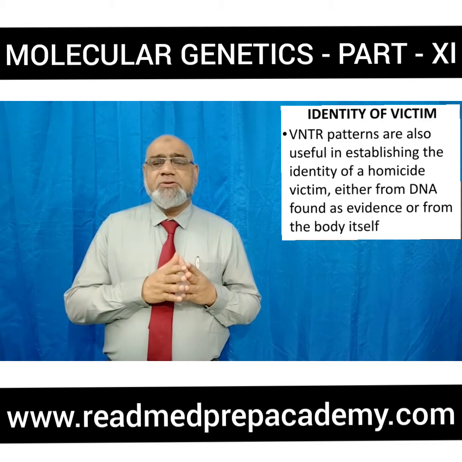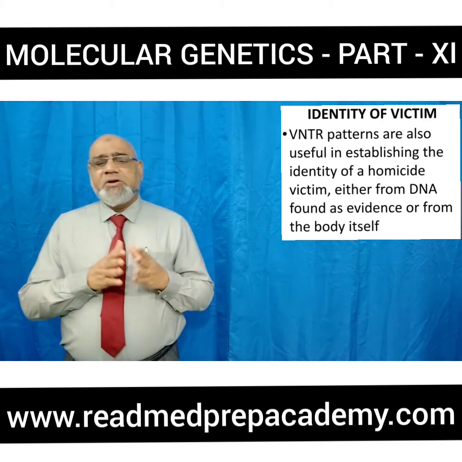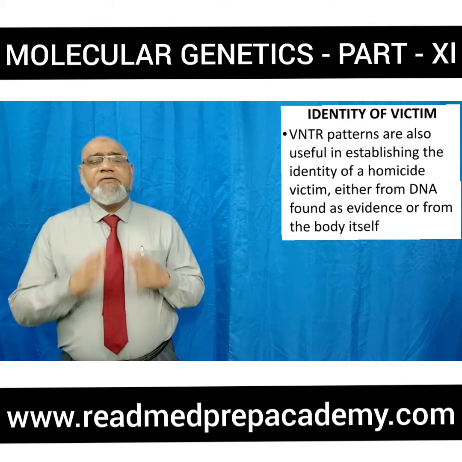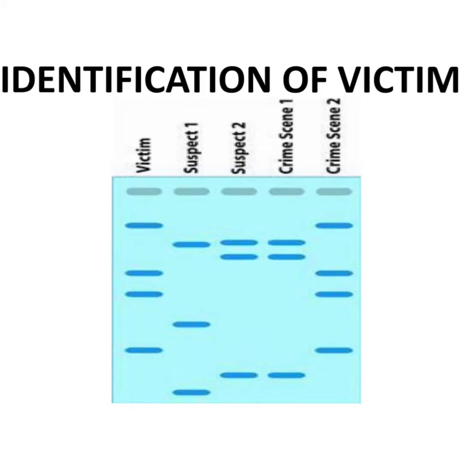VNTR patterns are also useful in establishing the identity of a homicide victim, either from DNA found as evidence or from the body itself. Here you can see the victim's DNA, which is taken from the victim and is compared with the DNA taken from the crime scene. And this goes along with the DNA of the crime scene.